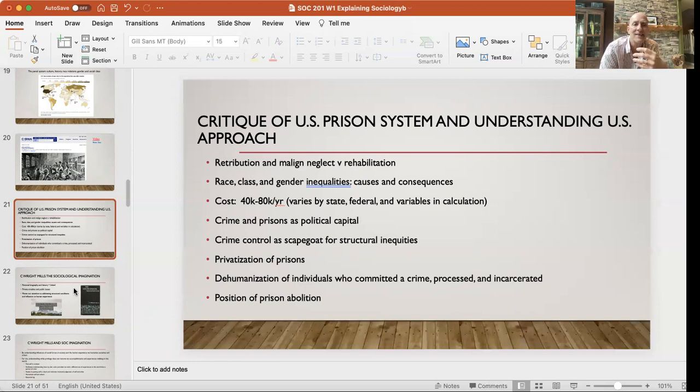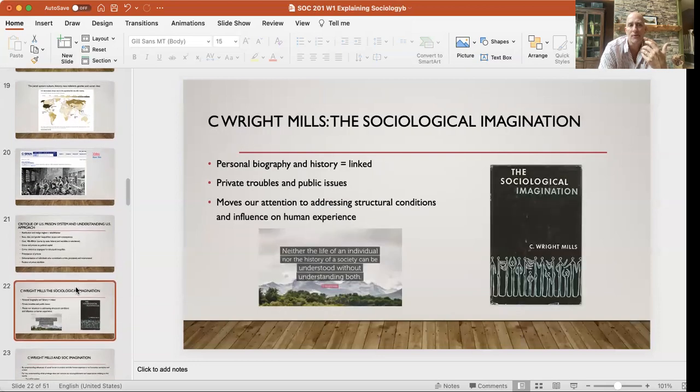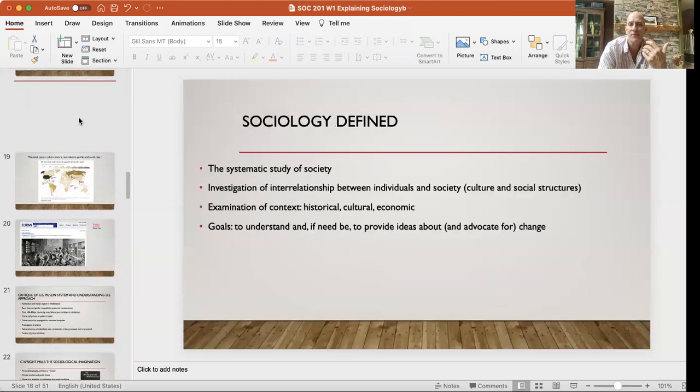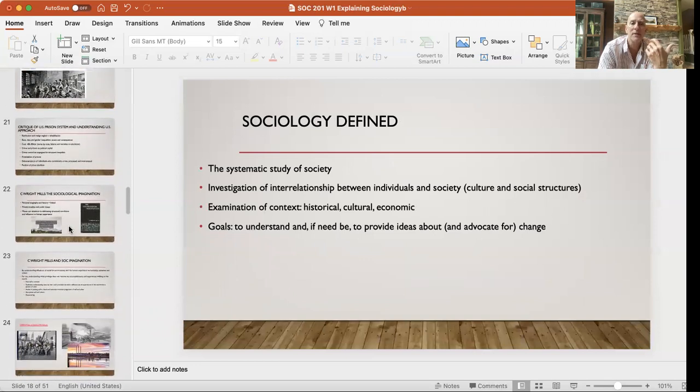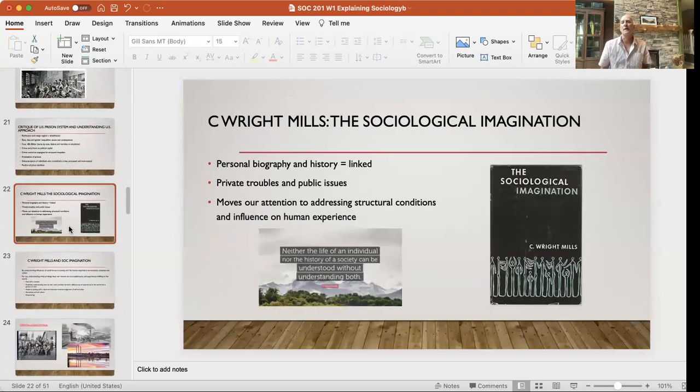So understanding is important. Part of sociology is that ability to systematically understand so we can be in a better position to challenge the order and to advocate for change as need be. C. Wright Mills' sociological imagination is a key way of thinking about sociology.